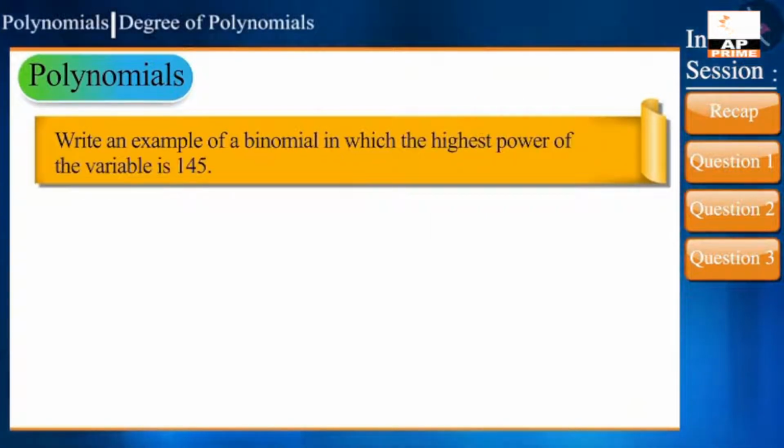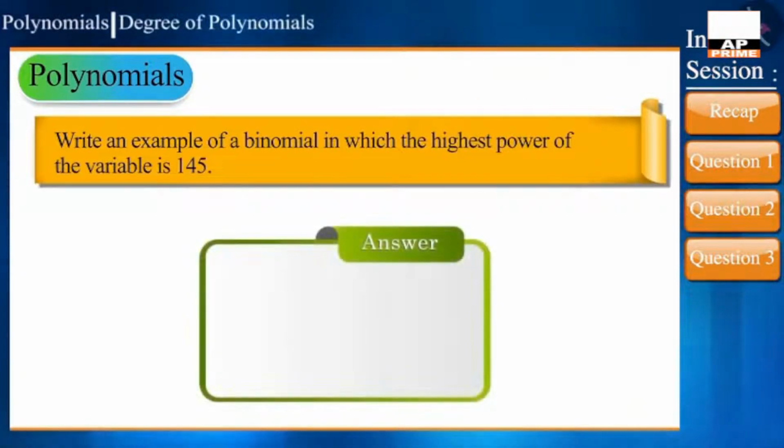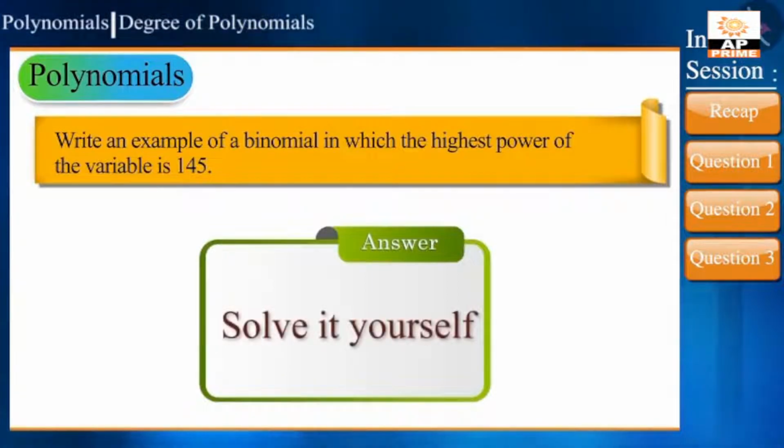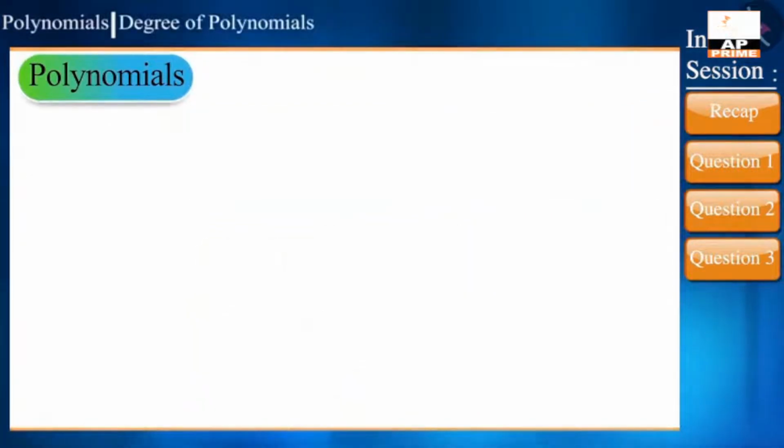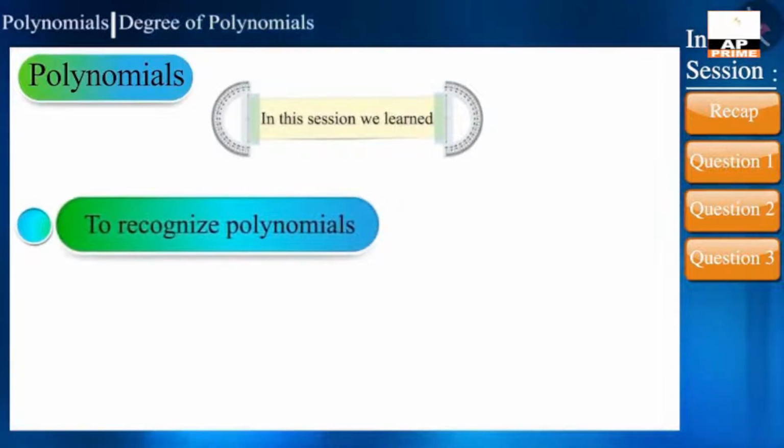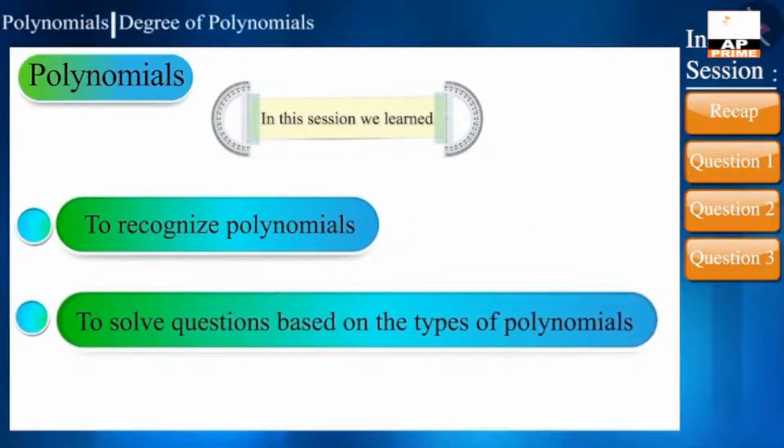Write an example of a binomial in which the highest power of the variable is 145. So friends, in today's video, we learned to recognize the polynomials and also learned to solve a few questions based on their types. In the next video, we'll learn few similar concepts.